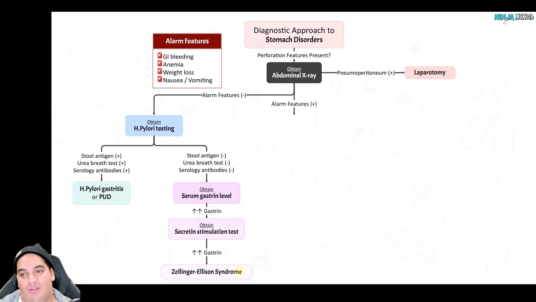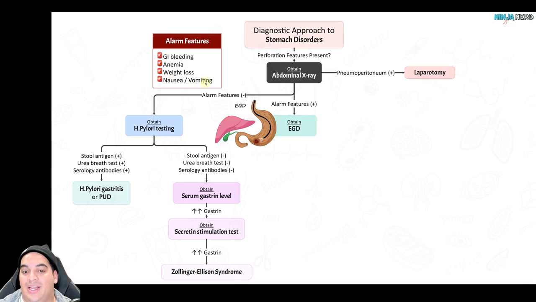Now, what if they do have alarm features? All right, so they have GI bleeding, they have anemia, weight loss, nausea, vomiting. Well, then I'm concerned about a complication. I really should get an EGD all the time. When you have alarm features, get an EGD.